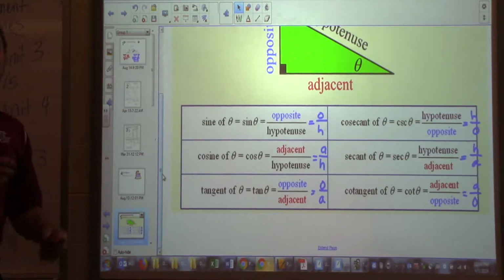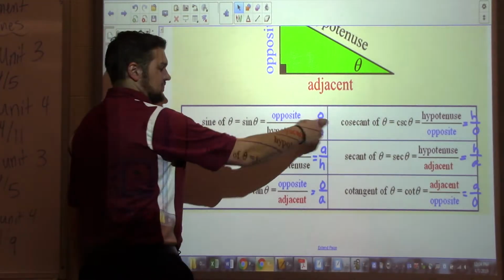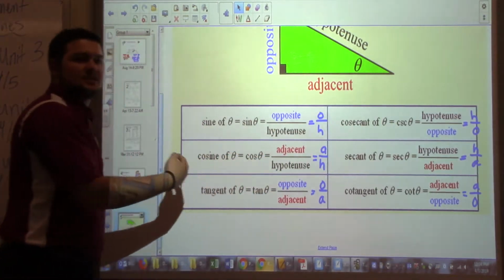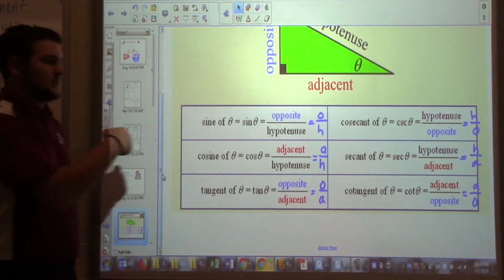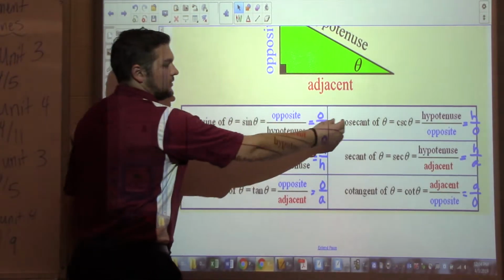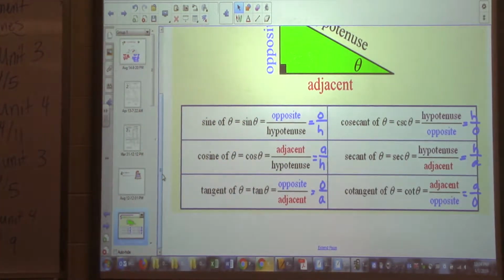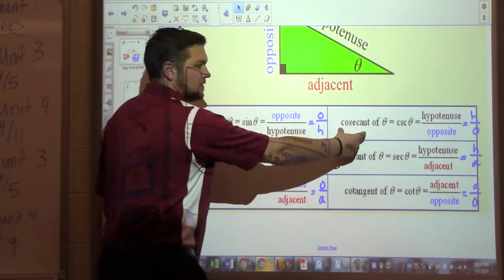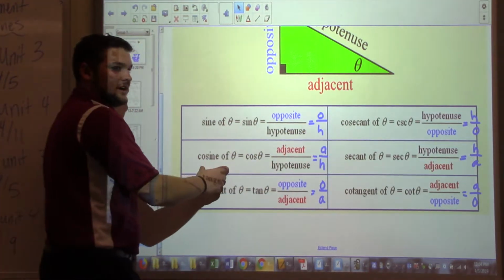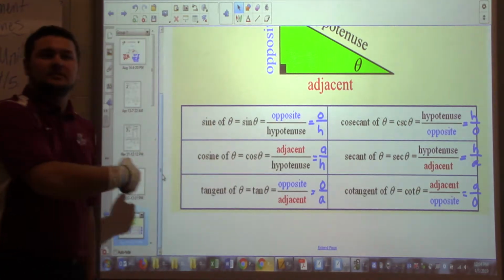The way I like to think of it, a lot of people mix up that cosecant is with sine and secant is with cosine. There can only be one co in each group. So if it's a reciprocal, it can only have one co. So like sine is with cosecant. Cosine is with secant. And tangent is with cotangent.